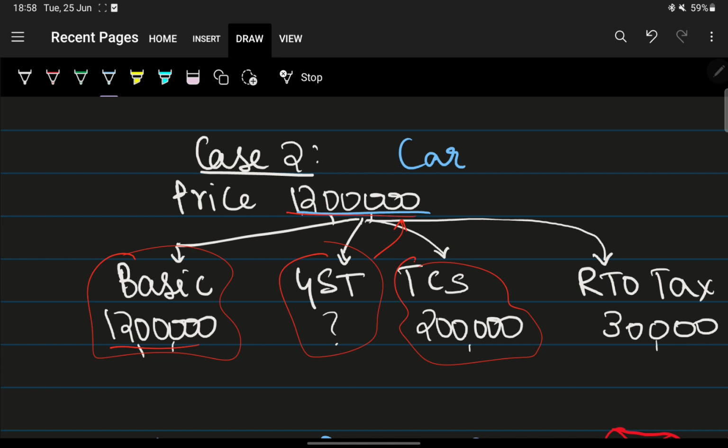Now, are we supposed to take TCS into the value of supply as per section 15 subsection 2 clause A? No, we're not supposed to take TCS. It is not to be included. But RTO tax, did it fall under the exception? The only two things that are excluded from section 15(2) are GST and TCS. So any other tax that is being charged should be added to the value of supply.